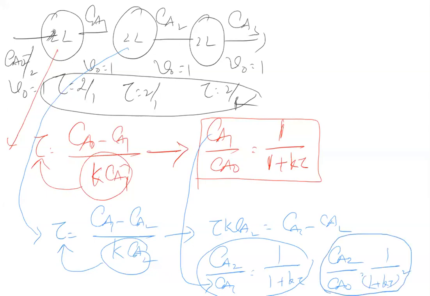Now see the synergy here. For the first reactor, CA1 by CA0 is 1 by 1 plus K tau. Second reactor, CA2 by CA0 is equal to 1 by 1 plus K tau whole square.